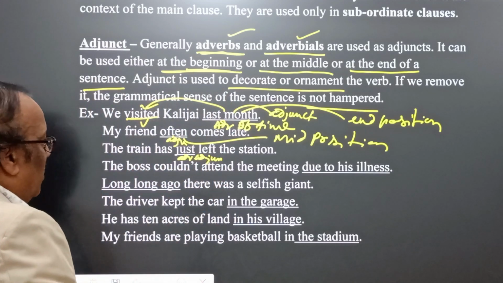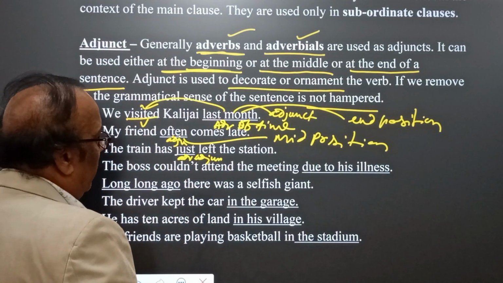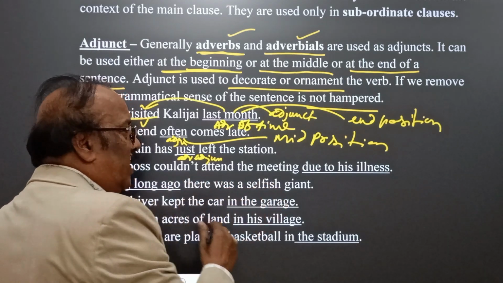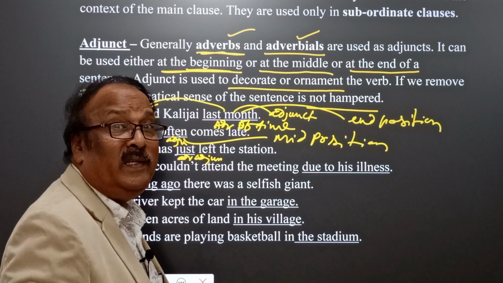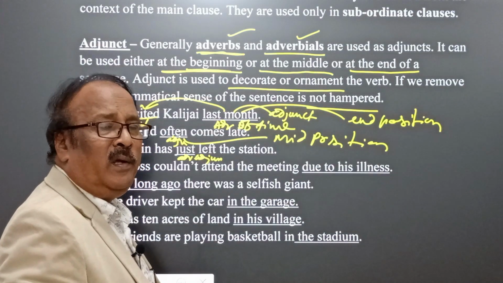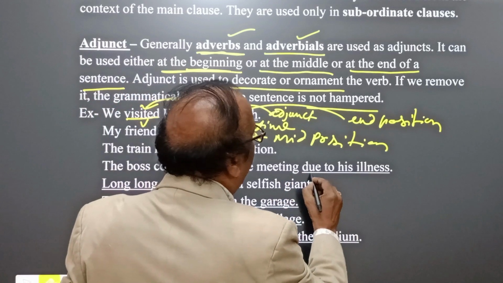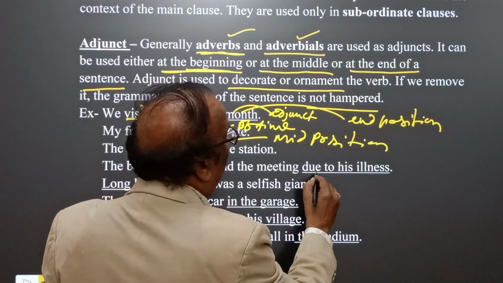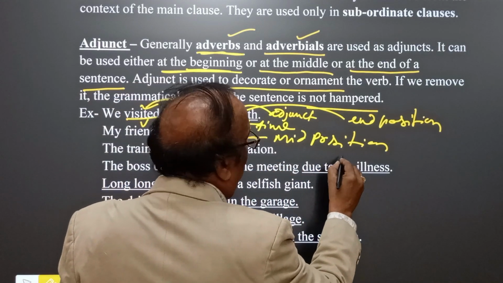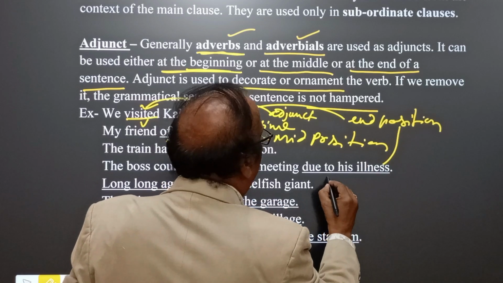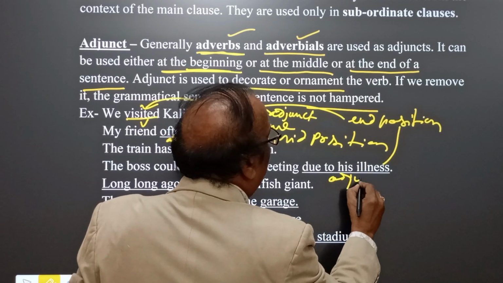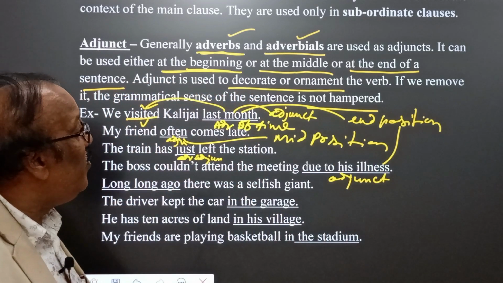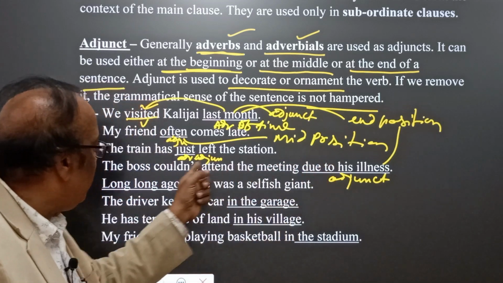Now come, the boss couldn't attend the meeting due to his illness. The boss couldn't attend the meeting. What was the reason for not attending the meeting? It was due to illness. So due to his illness, here we find in the end position, and here it is an adjunct. It means due to his illness can be removed. But if we use it, it gives extra meaning.